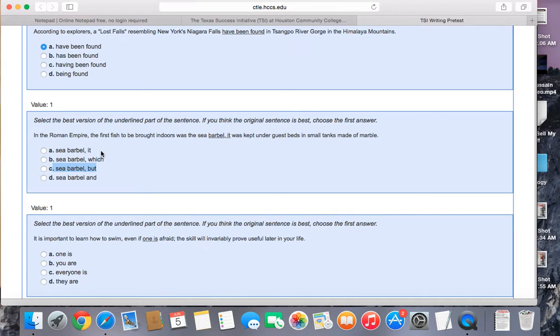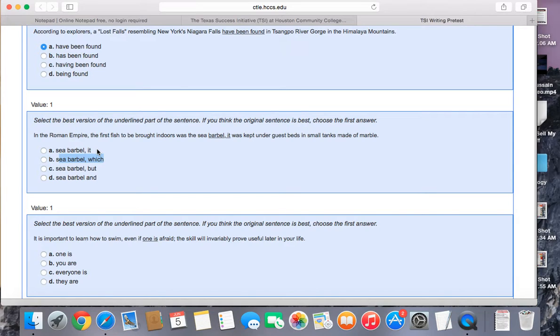Okay, let's see here. This is wrong, because if you say it logically, it would sound terrible. In the Roman Empire, the first fish to be brought indoors was a sea barrel. It was kept under guest beds. Sea barrels. It's like a run-on. You can say that. Sea barrel. It was kept. If you say sea barrel, it was kept under guest bed, it doesn't sound right. Because the reason why it's B, this is the best answer choice.